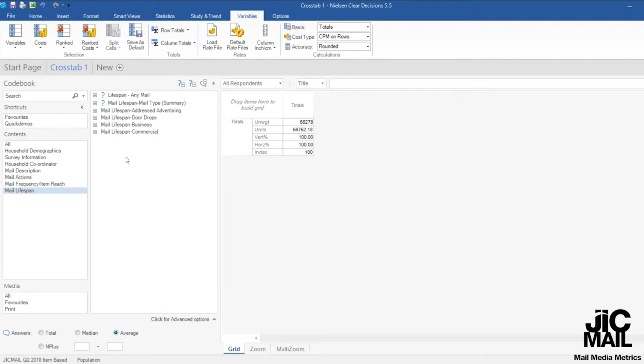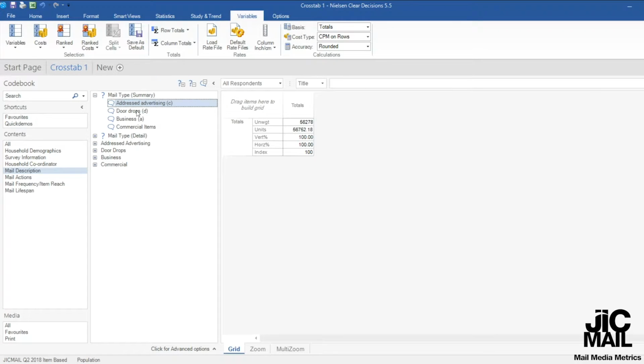So very simply, to begin with, I'm just going to look at two types of mail. I'm going to go to mail description, and I'm going to go to mail type, and I'm going to put addressed advertising, which is DM, and door drops into my columns. And then I'm going to go to mail actions.